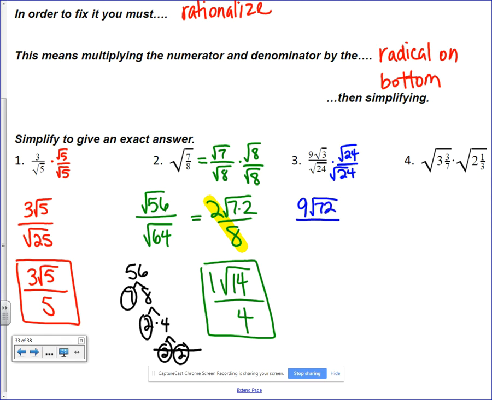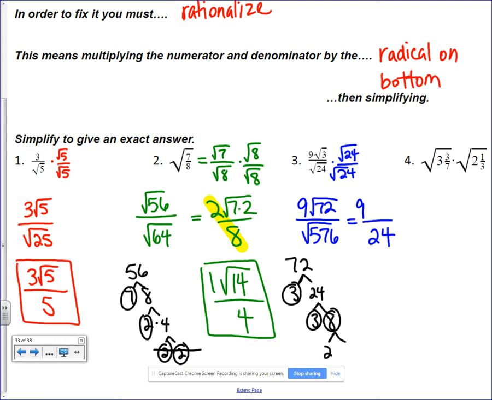On the bottom, 24 squared is 576, but 576 is a perfect square. It's just 24. Now, we need to keep that 9 that's out front, and we need to break down that 72. 72 splits into 3 times 24. 24 splits into 3 times 8. 8 splits into 2 times 4. And 4 splits into 2 times 2.